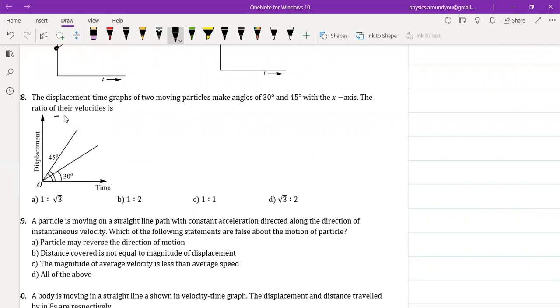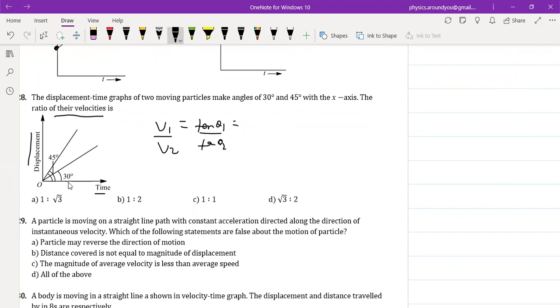Question number 28. What is the ratio of the velocities if displacement time graphs are given? How do you link displacement time with velocities? Well, slope of displacement time gives velocity. In other words, V1 by V2 is tan theta 1 by tan theta 2.